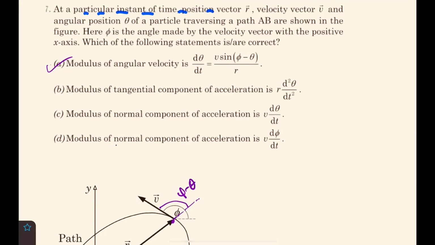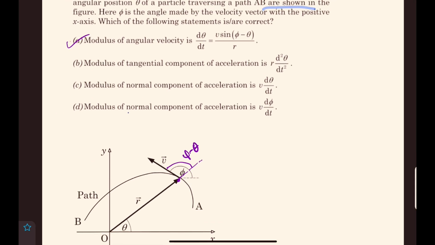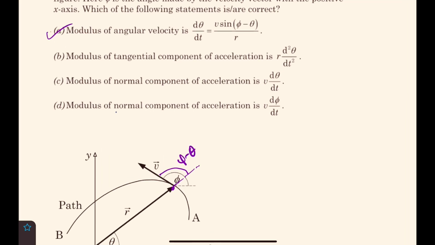At a particular instant of time, position vector r, velocity vector v, and angular position theta of a particle traversing a path AB are shown in the figure. Here phi is the angle made by the velocity vector with the positive direction of x-axis. Then which of the following statements are correct?